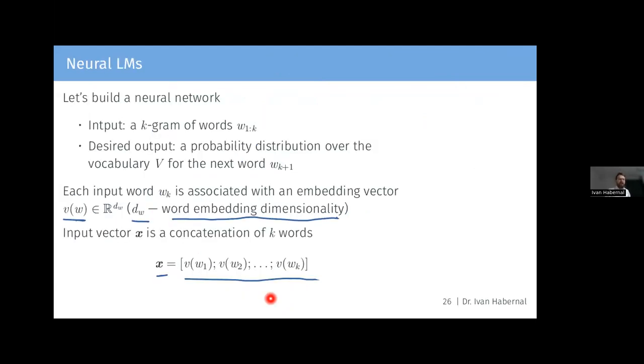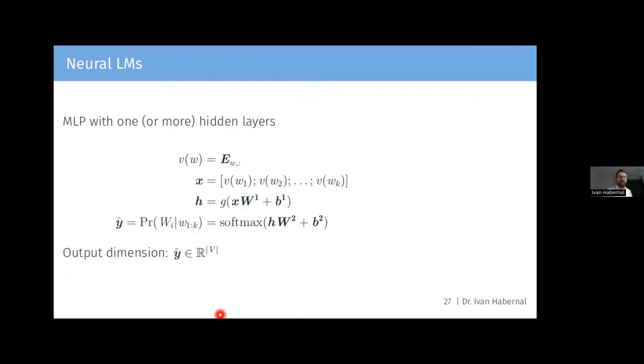Then we have this X vector, which is the projection of the features, the embeddings concatenated after each other. We plug it into a multi-layer perceptron with one or more hidden layers. This is exactly the same architecture we had before. This is the projection of the word through the embeddings, this is the concatenation, this is the first hidden layer, and this is the second layer put through the softmax here. And softmax is giving us a probability distribution over the output vector. So the output dimension is basically the size of the vocabulary.